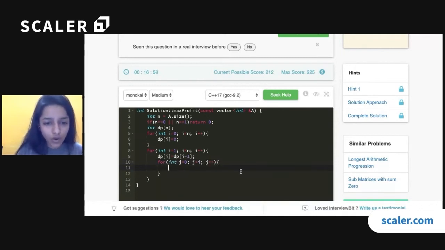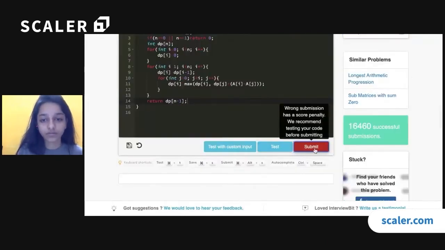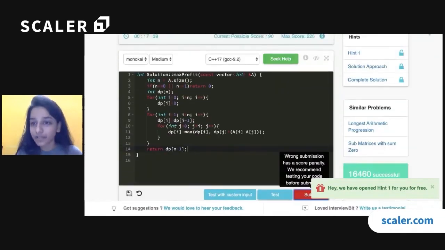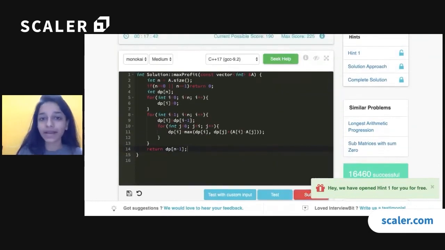It will be nothing but dp of I is equal to maximum of dp of I comma dp of j plus a of I minus a of j. And then we'll simply return dp of n minus 1. Let's see if this works. Cool, it worked. So we have actually got the partial points. Now this can be further optimized. Let's see the optimized case now.